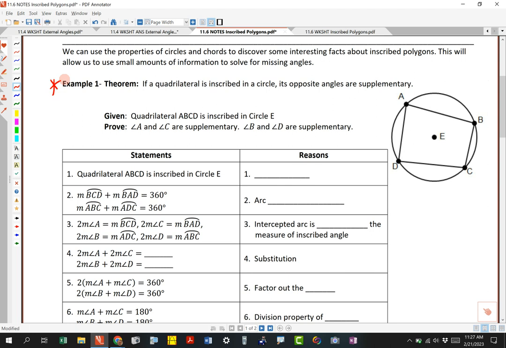If a quadrilateral is inscribed in a circle, so it's inside the circle, the vertices are touching the edges, its opposite angles are supplementary. So that means this angle right here and this angle right here, A and C, would be supplementary, which means they add up to 180 degrees. Every single time, if you've got a polygon or quadrilateral that's inscribed inside a circle, the opposite angles are always supplementary. They always add up to 180 degrees. Okay? Can anybody think of a reason why that would be true?